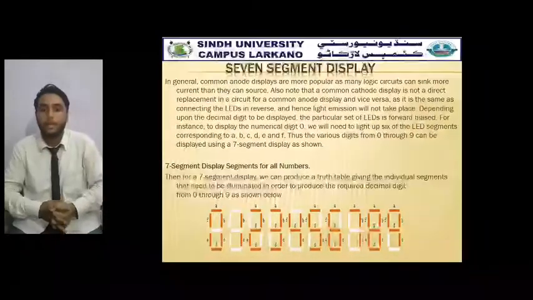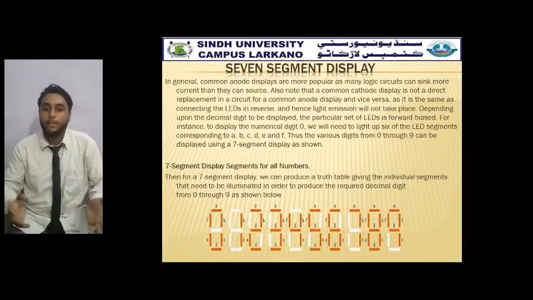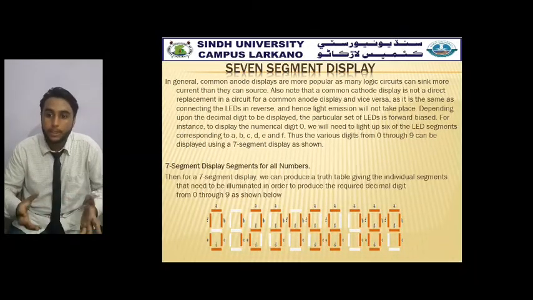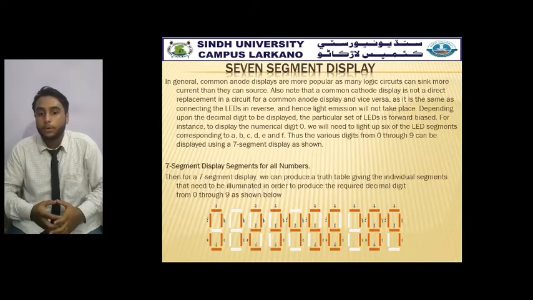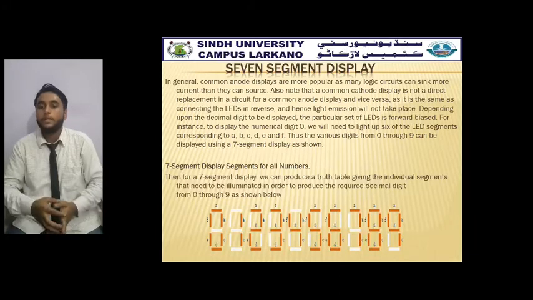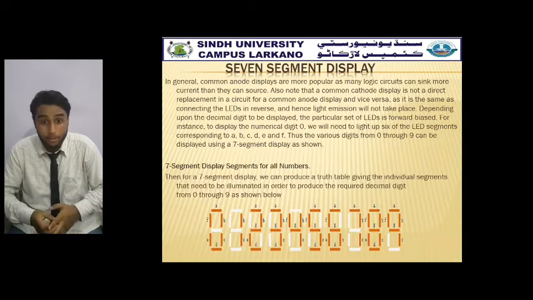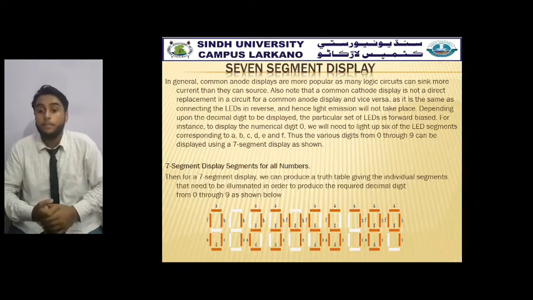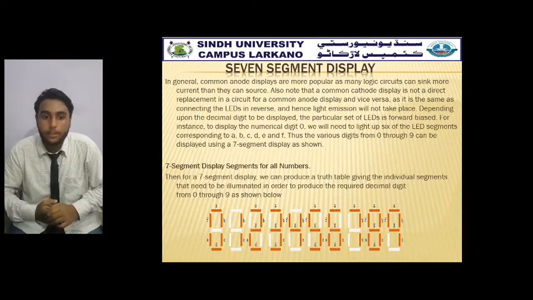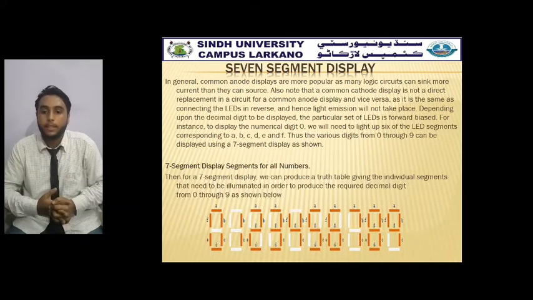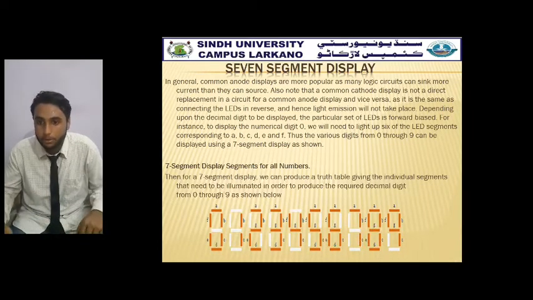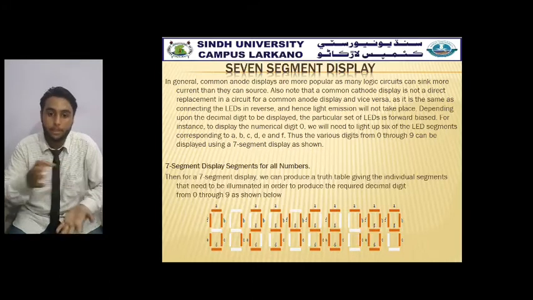7 segment display. In general, common cathode displays are more popular as most logic circuits can sink more current than they can source. Also note that a common cathode display is not a direct replacement in a circuit for a common anode display, and vice versa, as it is the same as connecting the LEDs in reverse. Hence the lights will not illuminate.